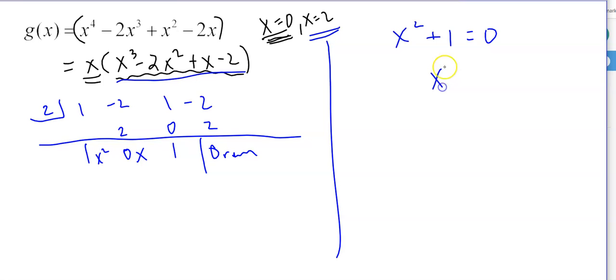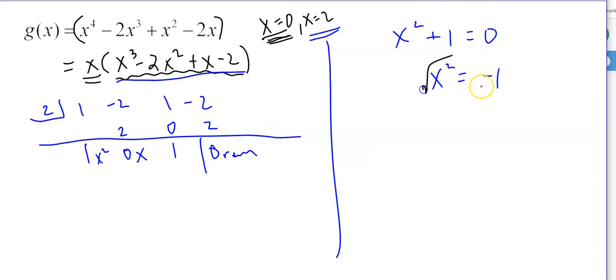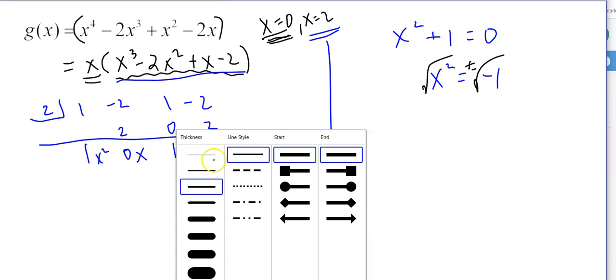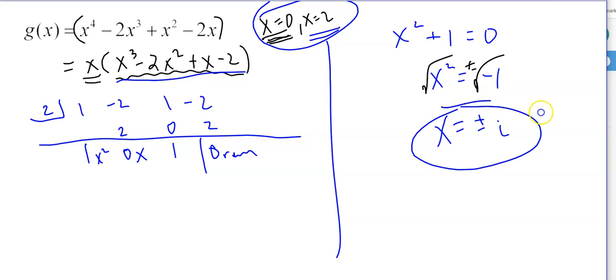Set that equal to 0 and solve, so x squared equals -1. What do you do to both sides? You're going to take the square root of both sides. Don't forget, plus or minus. And you get x equals plus or minus i. And you got it. So your solutions are these two real solutions and these two imaginary solutions. You have a total of 4 solutions, which should not surprise us. That's your lesson for today.